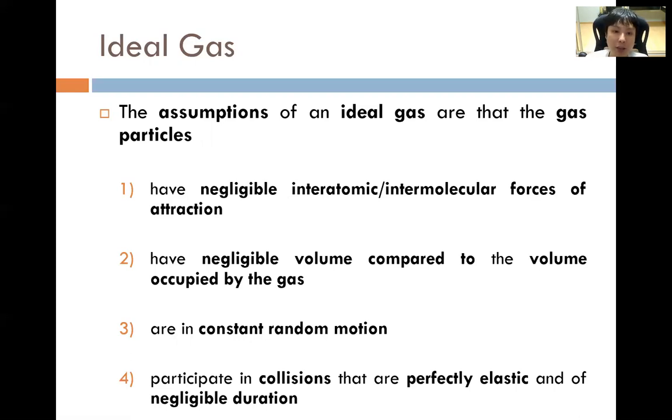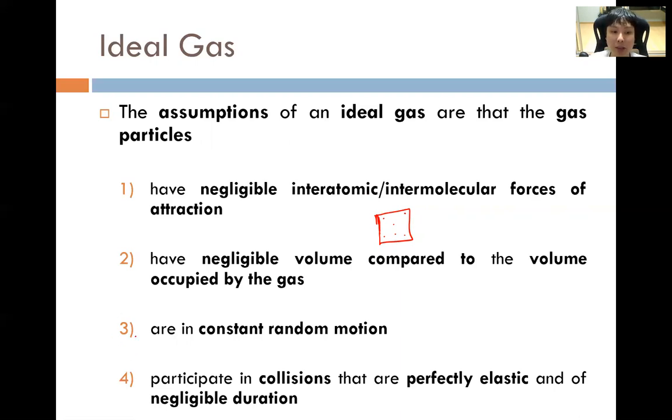Okay, and the second assumption is that the volume of an ideal gas is negligible as compared to the volume occupied by the gas. For example, if you have a container, the volume that's occupied by the gas will be the volume of the container, because the gas particles will always occupy fully the volume of the container. However, this is the whole volume of the container, but the volume of the gas is very, very small. The volume of the individual dots, which are the gas particles, is negligible as compared to the volume of the gas that occupies the entire container. Okay, so that's the second assumption.